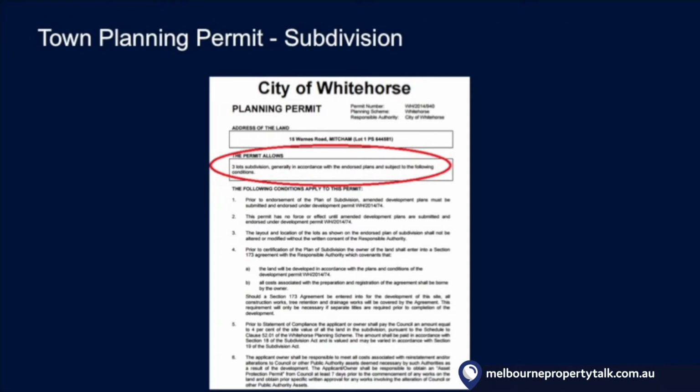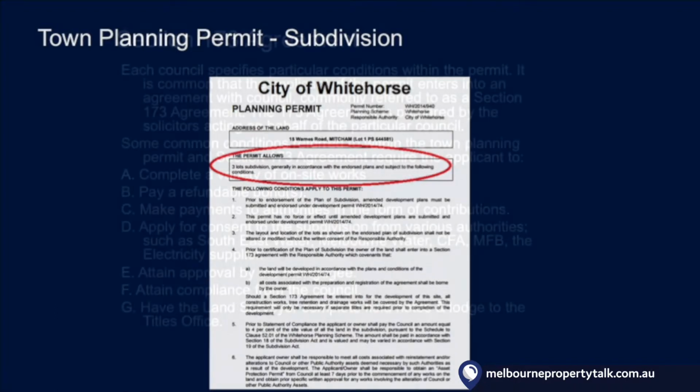Once a preliminary plan is created, the land surveyor will make application to council requesting a planning permit be issued for the subdivision. In this slide, you will note an example of a planning permit for the subdivision. On first glance, the permit itself looks extremely similar to the planning permit given to enable the development. However, the content and list of conditions will be extremely different.